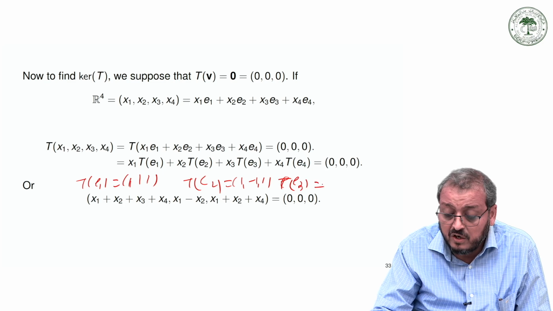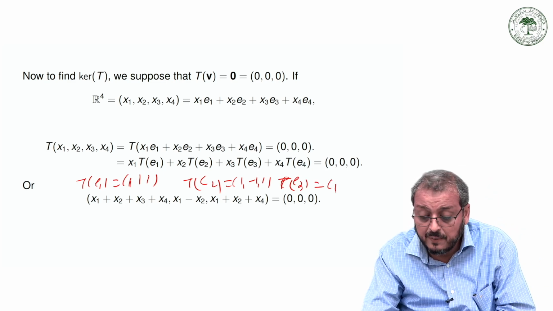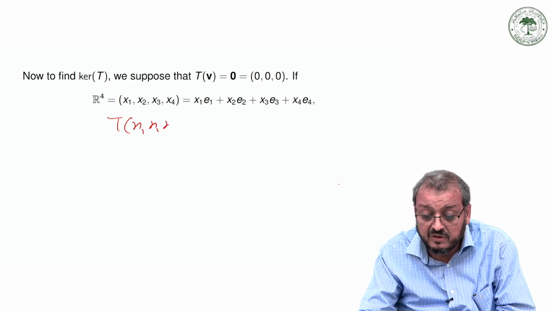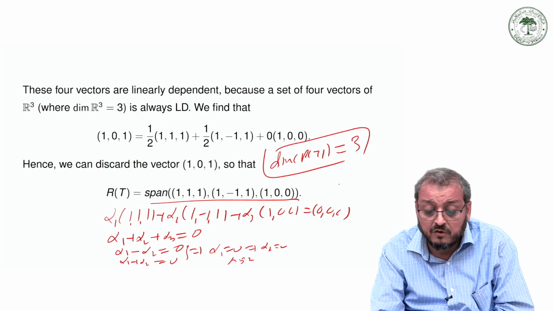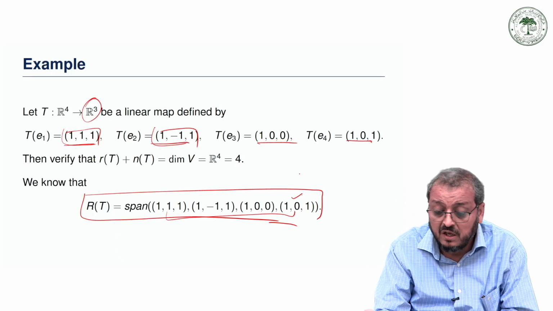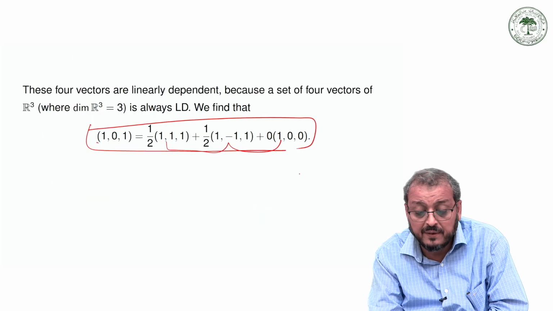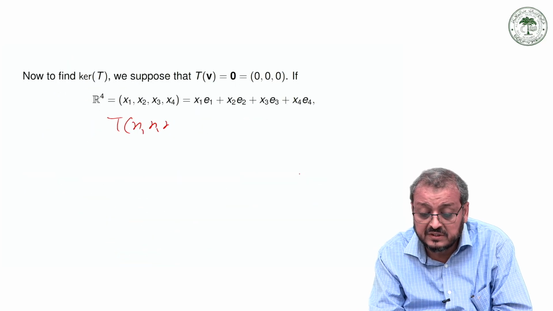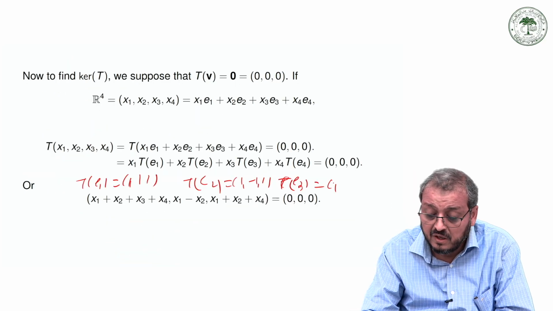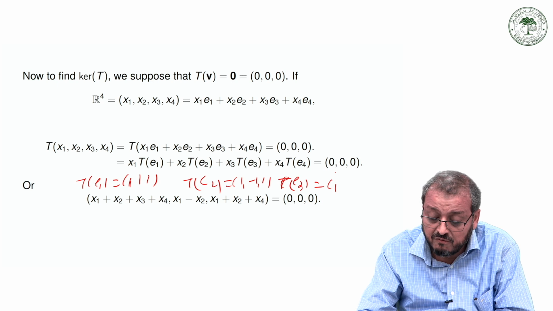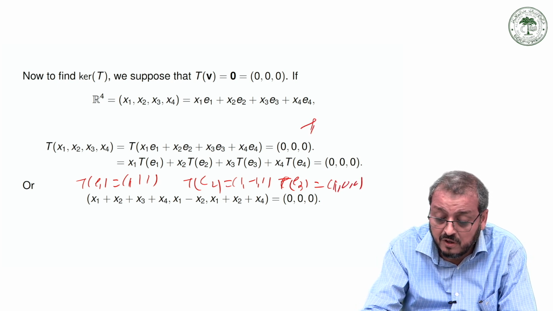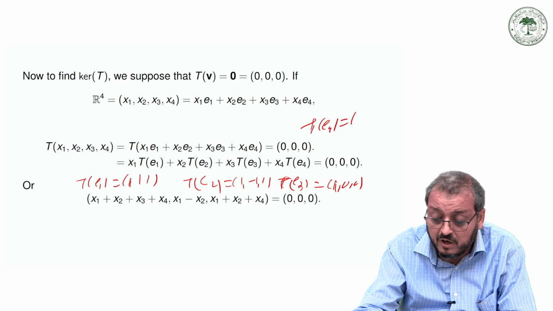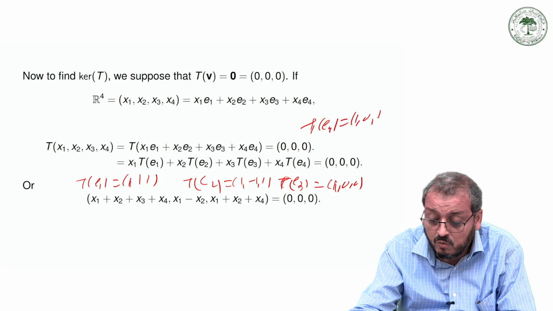So T(e3) is equal to (1, 0, 0). We can say that this is clearly (1, 0, 0), and T(e4) is equal to (1, 0, 1).